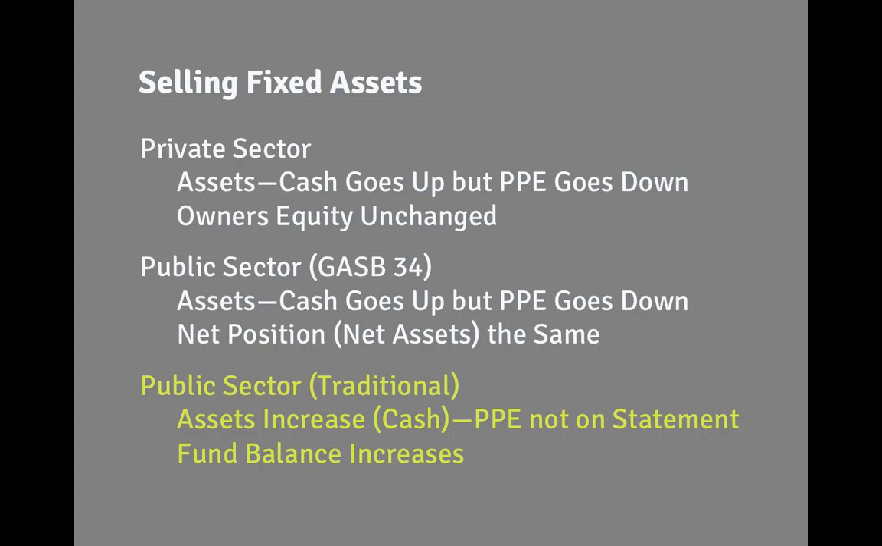In the traditional public sector statements, when you sell a building, no doubt about it, you're going to receive cash, and that's going to increase your assets because cash is a short-term asset. But the PP&E was a long-term asset, and therefore it didn't show up on your statement because, again, the public sector is focusing on the short-term items. And since it didn't show up on the statement, the only impact is that assets increased, therefore your fund balance increases. Again, an other financing source is where you would find this transaction listed.